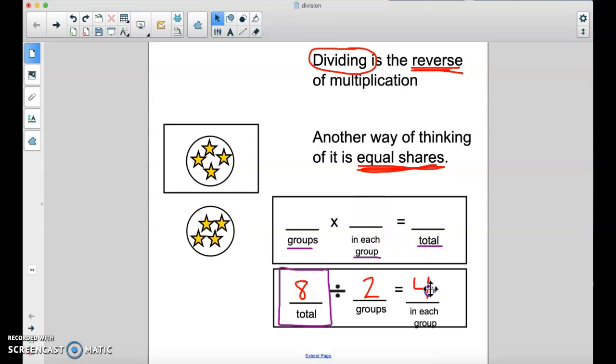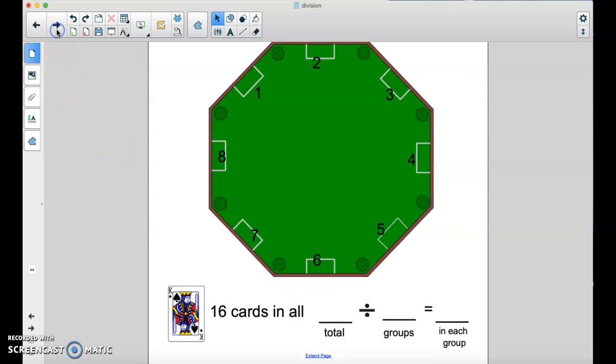So what I just had was 2 times 4 equals 8, but now if I change it, I just know that I have 8 divided by 2 equals 4. Do you see how I switched those numbers around to make it division? Now, anytime we work with division, the total has to be first. Let's go to the next one.